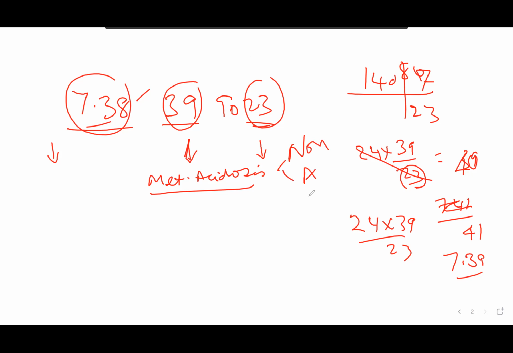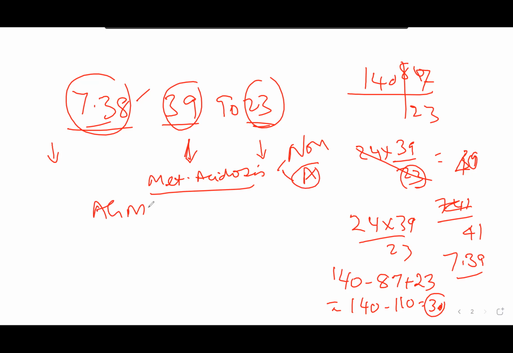How do I know that? By going here: 140 minus 87 plus 23, which is 140 minus 110, equal to 30. Is it gap or non-gap? Definitely gap. So we are dealing with gap acidosis. When you have gap acidosis, you require the osmotic gap, which we are not doing because our focus here is not the differential diagnosis but the workup.